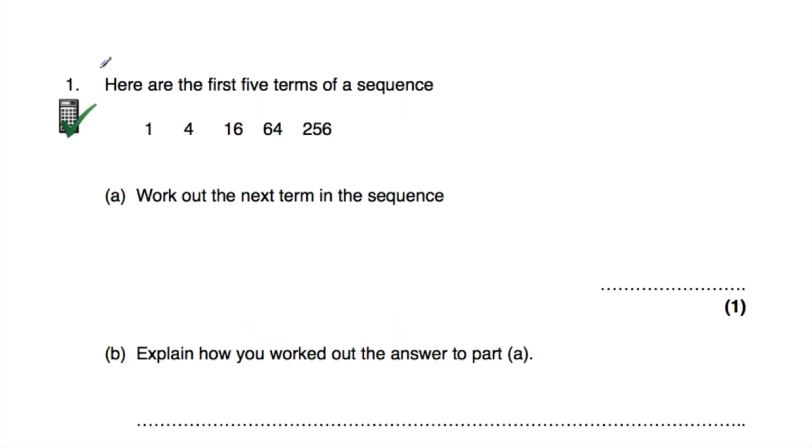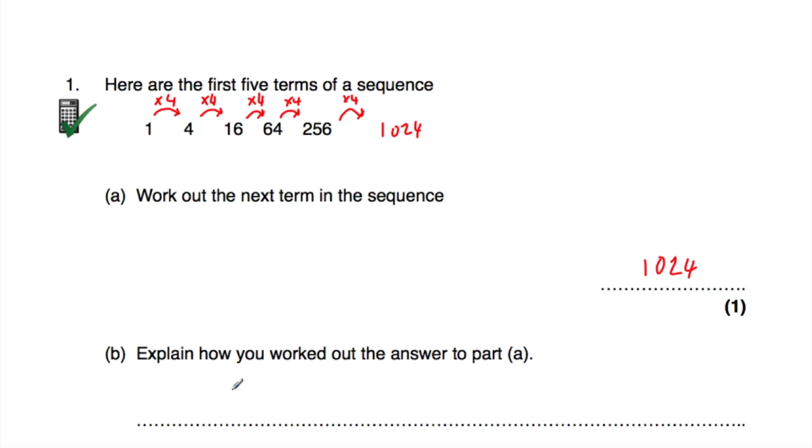Okay, question number one. Here are the first 5 terms of a sequence: 1, 4, 16, 64 and 256. That's a calculator question, which is quite nice. Part A says work out the next term in the sequence. It's a geometric progression, so we need to find out what we're multiplying by each time. We're multiplying by 4, because 1 times 4 is 4, 4 times 4 is 16, times 4 is 64, times 4 is 256. So we just need to multiply by 4 again. If we get our calculator and multiply by 4, we get 1024. So the next term in the sequence would be 1024.